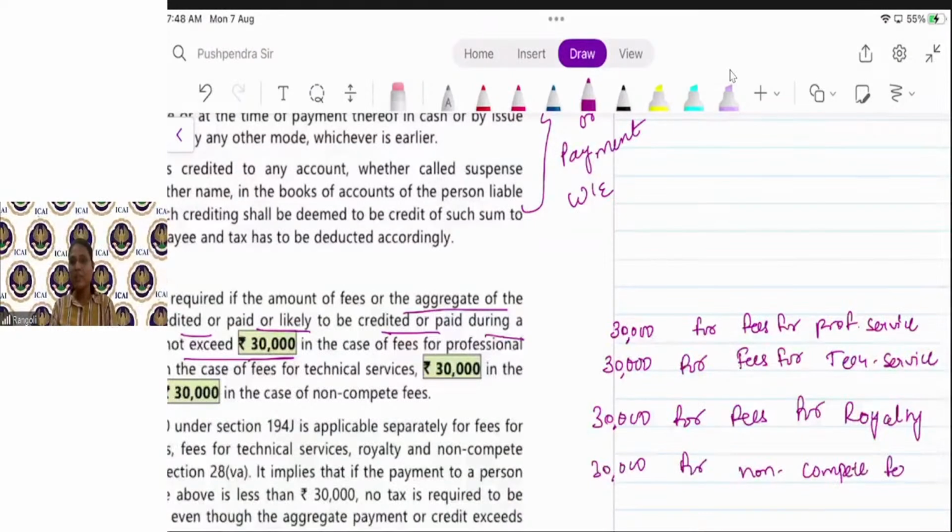Okay, but here the limit of 30,000 is not given for the remuneration, for the sitting fees to the director. So whatever amount of sitting fees you are paying to the director, you need to deduct TDS at the rate of 10% under section 194J. Okay. Keshav, payment means actually you are making payment. Okay, and the credit means when you are passing entry in the books of account for payable. That is credit in the books of account.